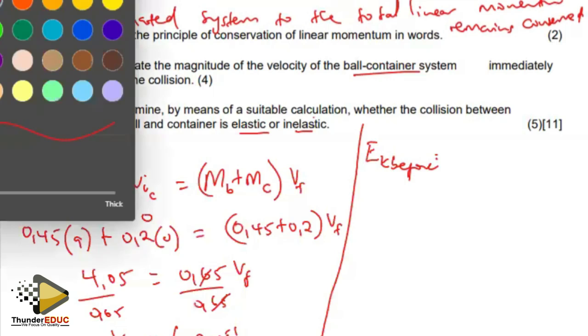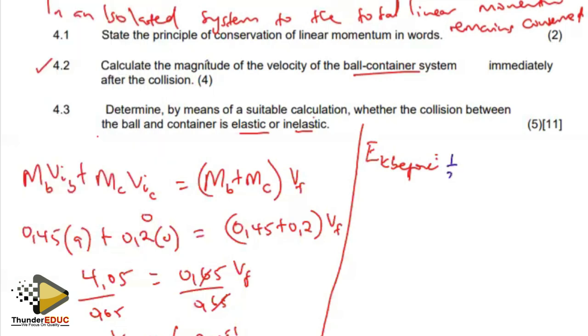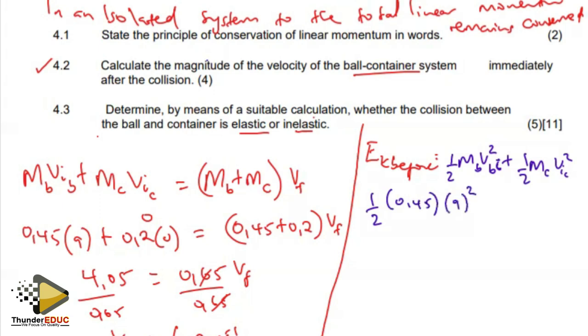So for the EK before, I'm going to say it's a half mass of the ball times velocity of the ball squared, plus a half mass of the container times initial velocity of the container squared. When I do my substitution, it's going to be a half times 0.45 times 9 squared. The container term dies out because its initial velocity is 0. So that's 0.5 times 0.45 multiplied by 9 squared, giving me 18.225.